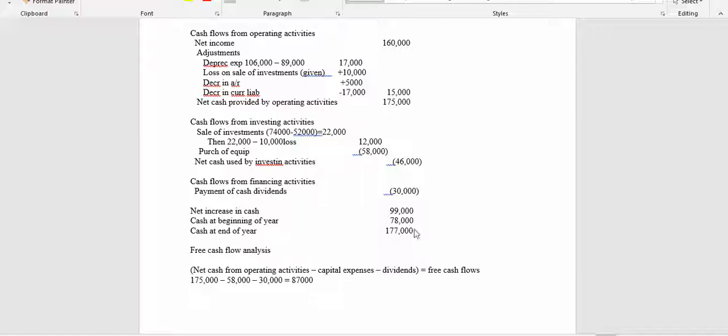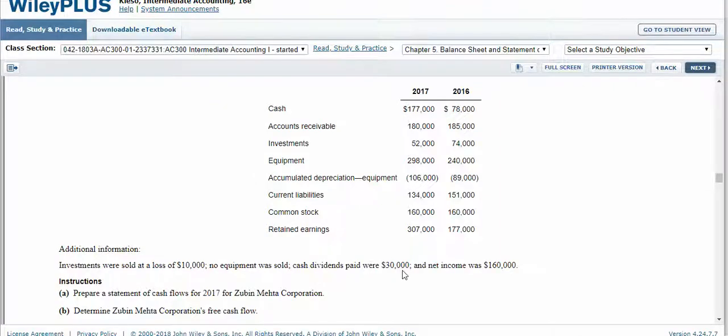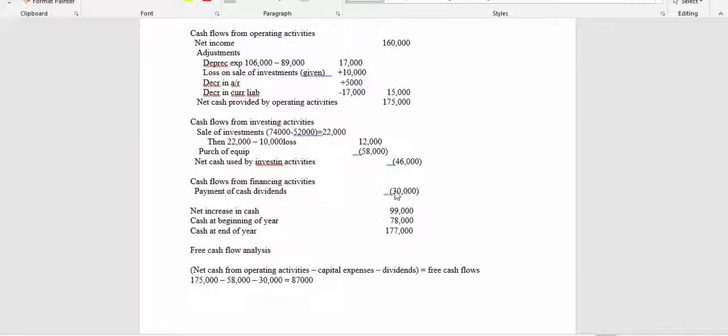In this case, all we had were dividends that were paid, and that was it. So the dividends are $30,000. There weren't any other things for financing. So we have a negative in financing. If we take the 175 from operating, subtract the 46 from investing, and subtract the 30,000 in financing, our difference for the year means that our cash went up by 99,000.